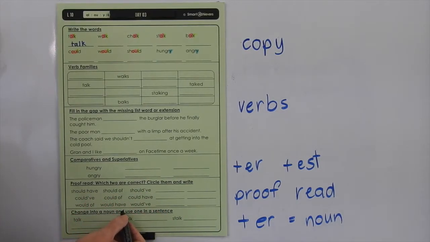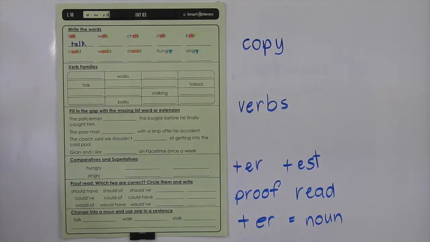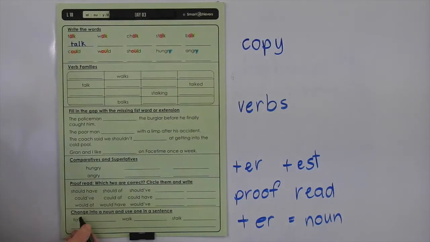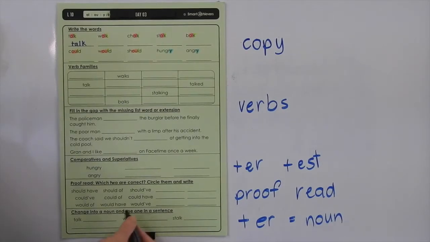Change into a noun and use one in a sentence. Well, we know that if we add er to the end of a word, it tells us someone who. So someone who talks is a talker. Someone who walks is a walker. Someone who stalks is a stalker. So you can write a sentence down the bottom here with one of those words in with the er on the end forming a noun.